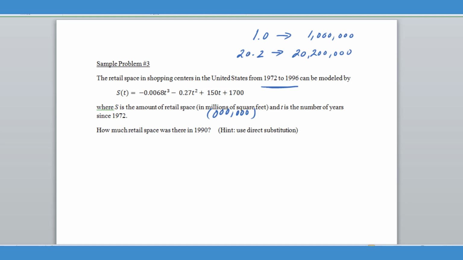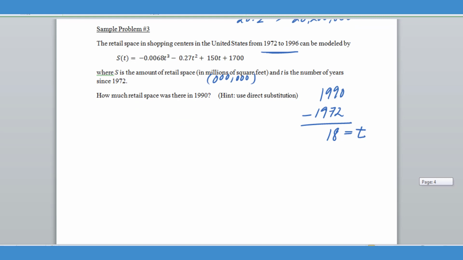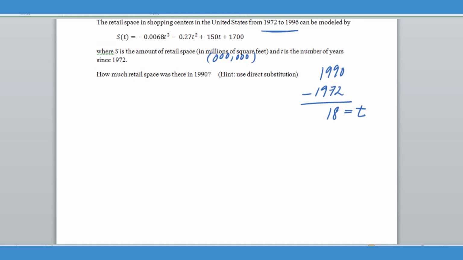So it says, how much retail space was there in 1990? Well, we're going to take the 1990, and we need to know how many years that was since 1972. And that's going to give us a value of 18. This is what our t is represented by. t is equal to 18 years. And so we're going to use that as our input value into this function so that we can figure out our s, which is our retail space.